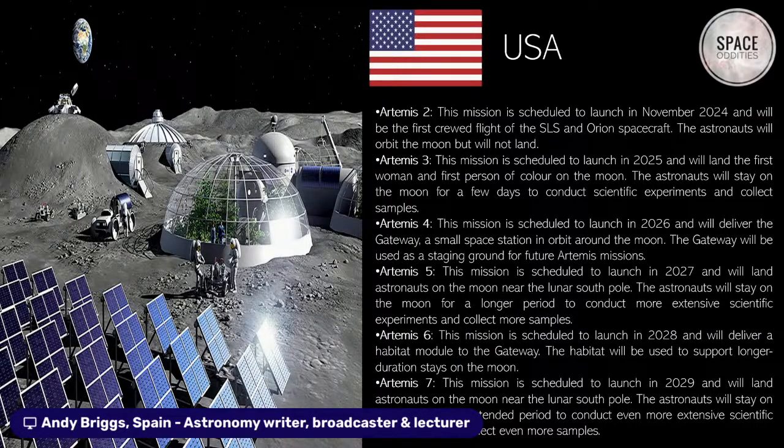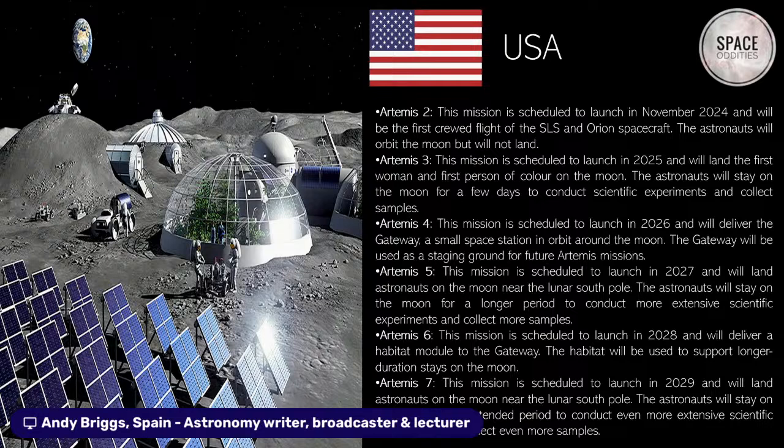The USA has got the Artemis project, and it's all mapped out. Artemis 2, an uncrewed mission to fly round the moon, much like Apollo 8 did in the days of Apollo in 1968. Artemis 3 will be the first mission to actually land people on the moon, the first woman and the first person of color. Artemis 4 is going to deliver the Lunar Gateway. This is a space station that's going to orbit the moon and be used as a staging post for future Artemis missions. Artemis 5, that's going to launch in 2027, and they're going to stay on the moon for a much longer period to carry out experiments and collect more samples.